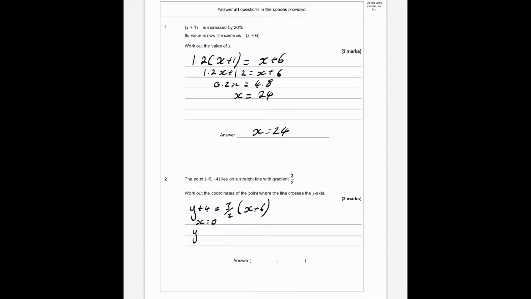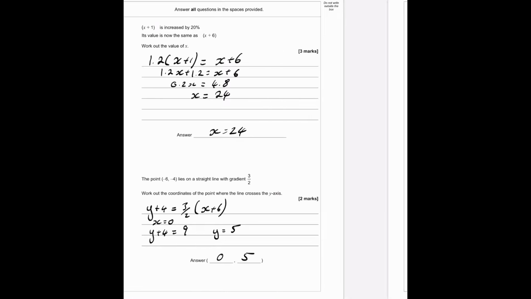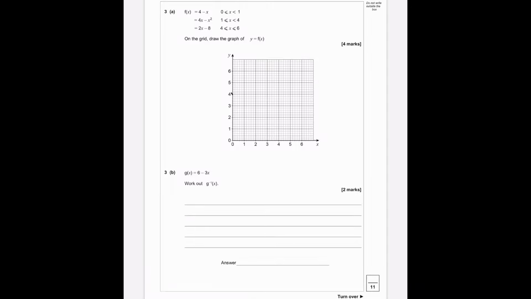We want to find where that line crosses the y-axis, so I'm going to substitute x equals 0 in there, and that will leave me with y plus 4 is equal to 9. Therefore y is 5, so the point is (0, 5).